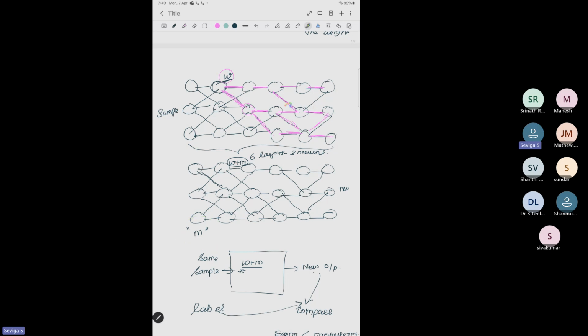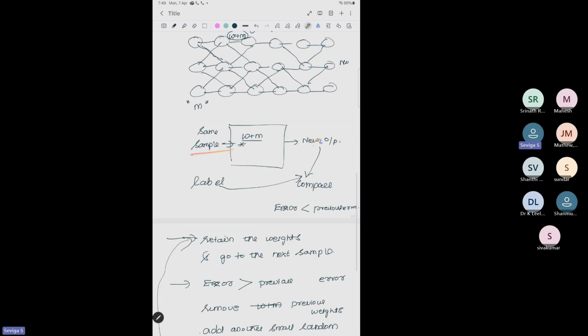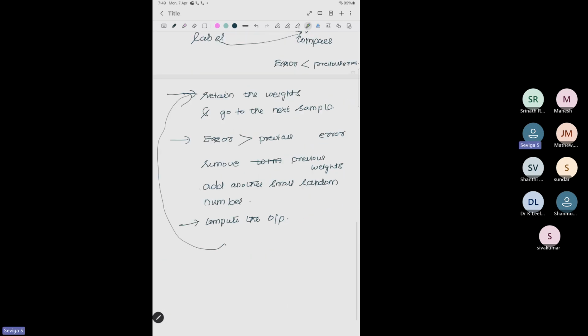After adding the weight, we will send the sample again and we'll get a new output. If the new output is matching the label, then it is perfect. We will move on to the next sample and retain this weight. If the new output is not matching the label, we will ignore this weight, go back to the previous weight, and add another small random number to it. This time it can be K. Last time we added M, it did not work. So this time we will add another random number K and check the output again by comparing it with the label.